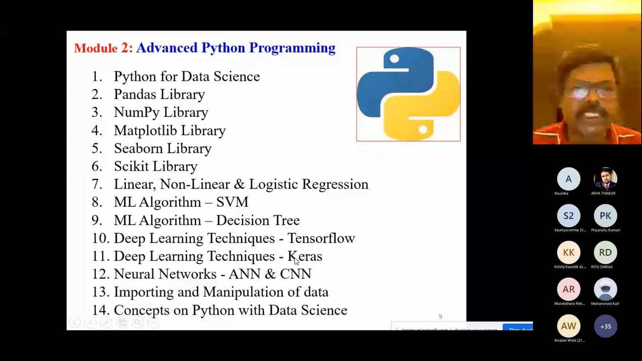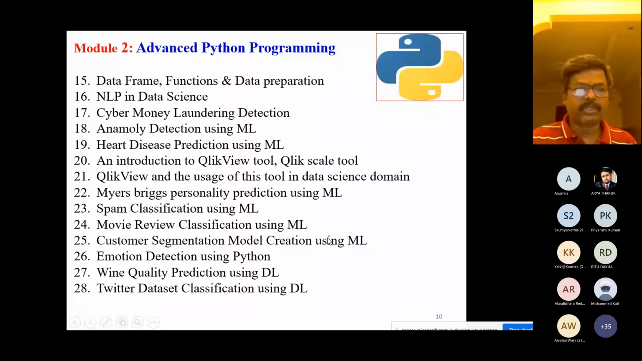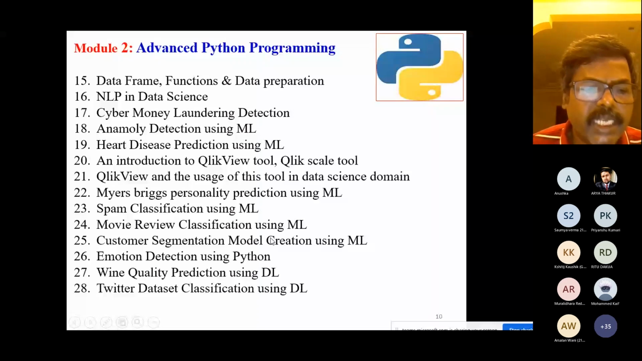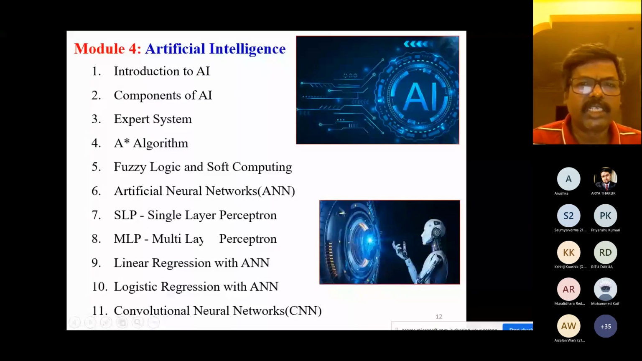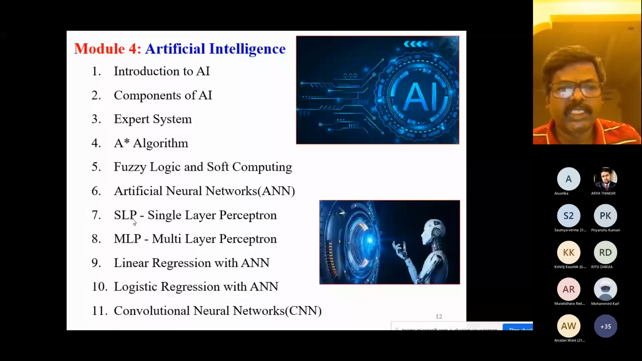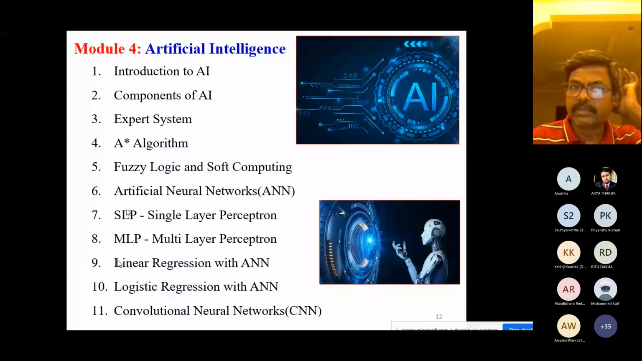We are going for advanced Python programming. Then followed by the statistics. This is the statistics syllabus. And artificial intelligence. Artificial intelligence means intelligent behavior in a machine. Here we are using various techniques like fuzzy logic, soft computing techniques, artificial neural networks, single layer perceptron, multi-layer perceptron, ANN and CNN, etc.